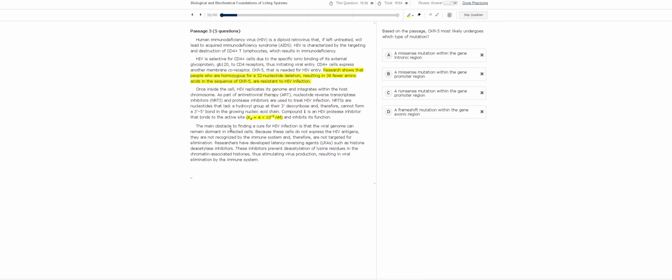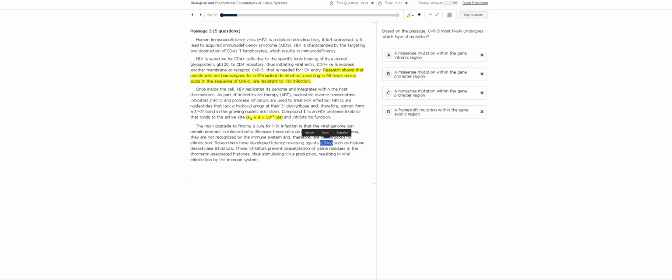The main obstacle to finding a cure for HIV infection is that the viral genome can remain dormant in infected cells. Because these cells do not express the HIV antigens, they are not recognized by the immune system and therefore are not targeted for elimination. Researchers have developed latency reversing agents, LRAs.